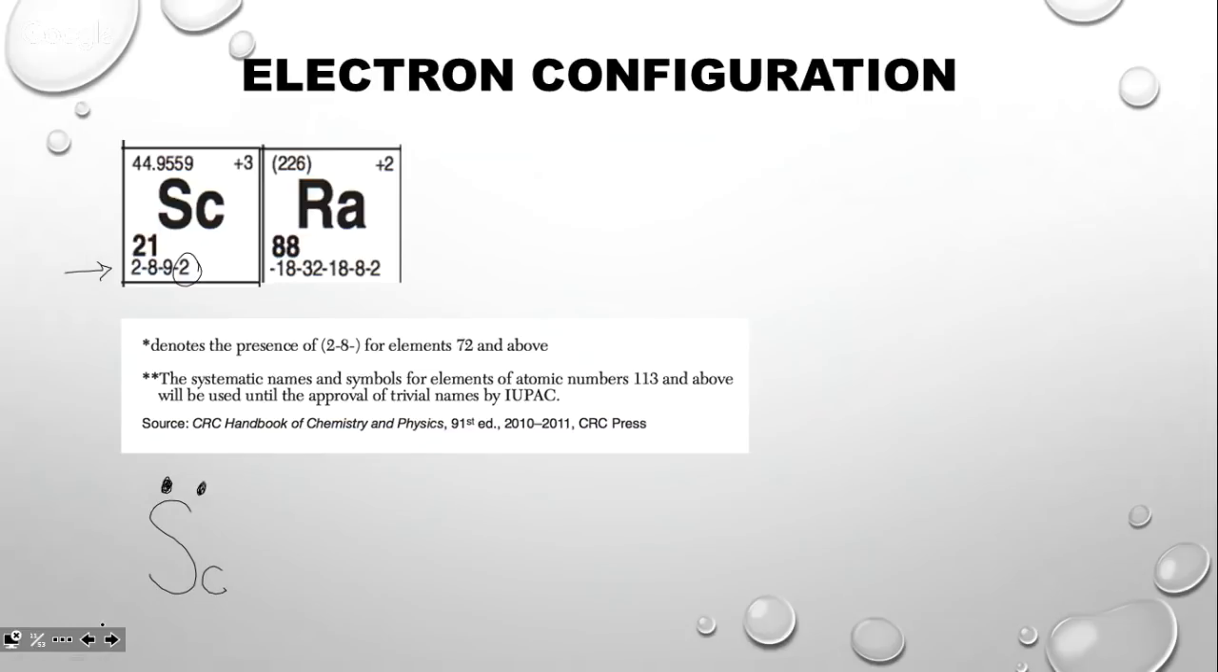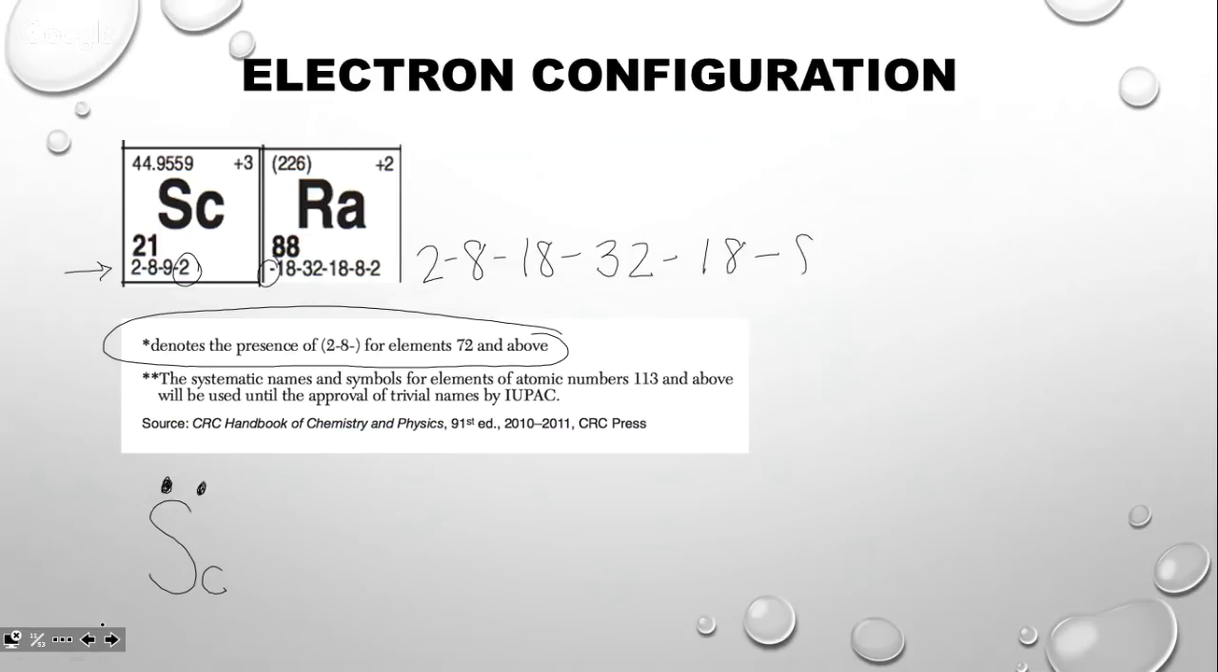Radium, on the other hand, starts off with this dash. I want you to note that at the bottom of the periodic table, it says that any element starting at 72 really has 2, 8 in front of the electron configuration. None of the electron configurations are going to start at 18. They always start at 2, 8. So radium's full electron configuration is 2-8-18-32-18-8-2. It's actually longer than it looks. They just wouldn't fit on the periodic table that we have.